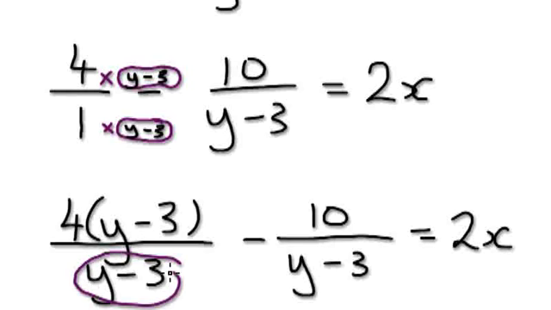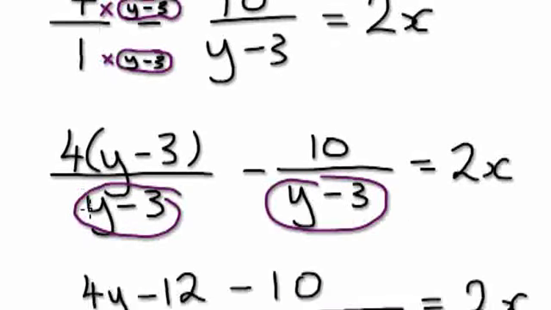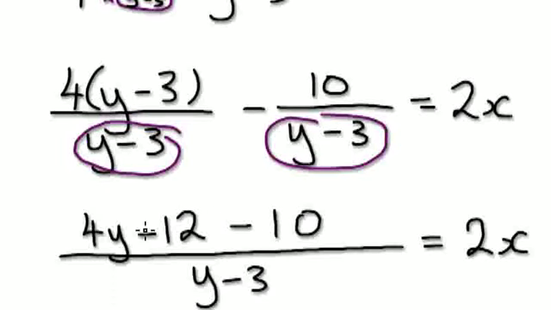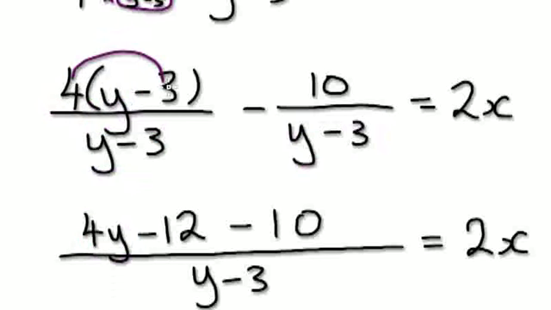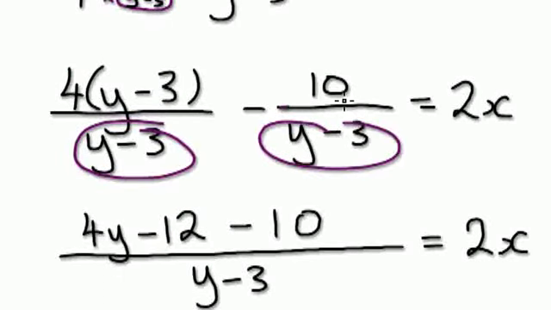And now notice that the two denominators are the same, so you can pretty much merge the two. Because the two denominators are the same. So I did this and this. When you multiply this and this together, it will give you this. The 4 times the 3 will give you the minus 12. And then because the two denominators are the same, you can also merge the 10 in as well.